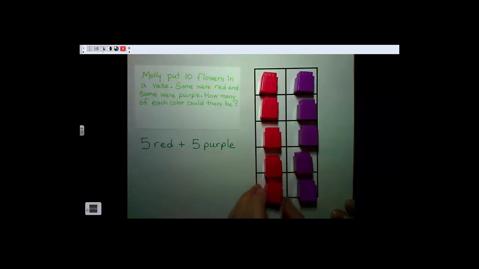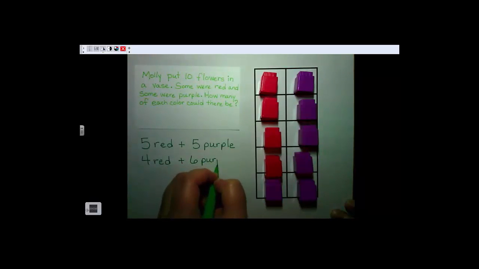First graders could experiment and take away some of the red and replace with purple to find a second combination. Here we have 4 red and 6 purple. That's another combination of red flowers and purple flowers that Molly could have put in her vase.